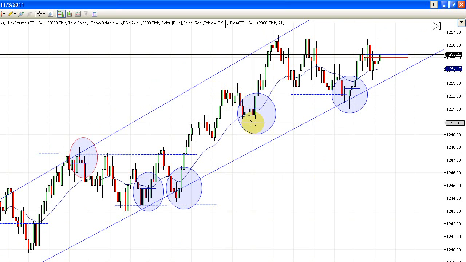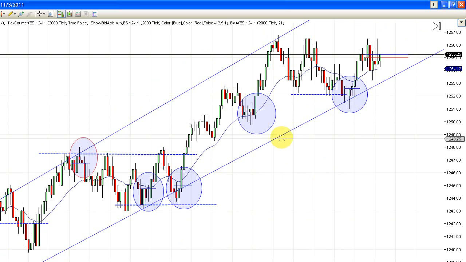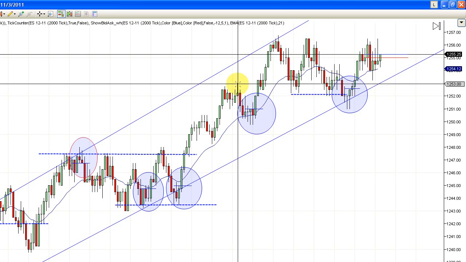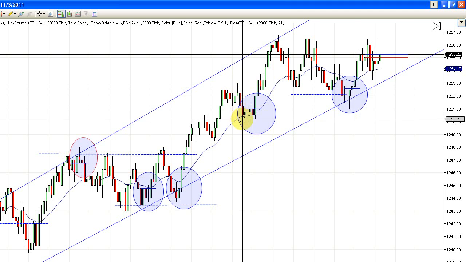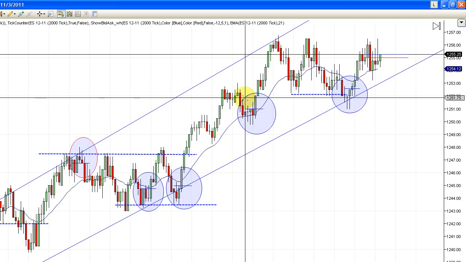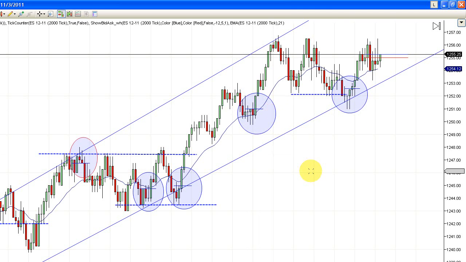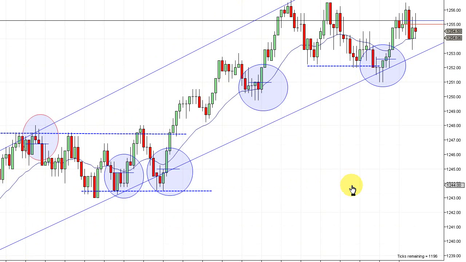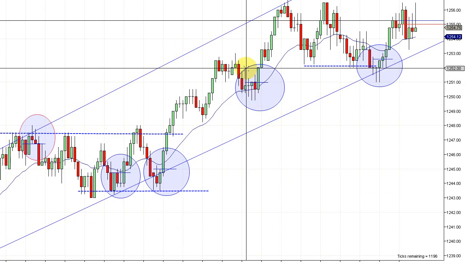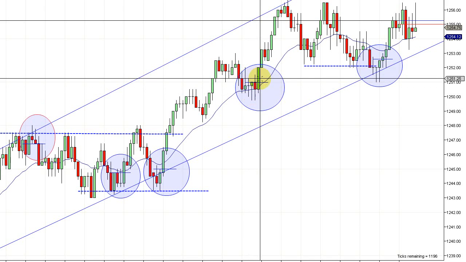This is a two-legged pullback to the EMA. If you look, we had a new high here. Prices moved down, then they turned back up, and they broke higher right there by one tick. I don't know if you can see that. Let me get out of here where you can see that a little easier. Prices broke up by one tick, pulled back, and then this was the second entry long here.